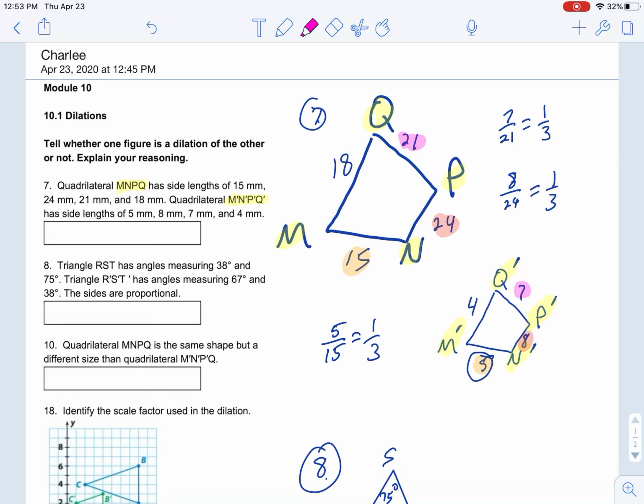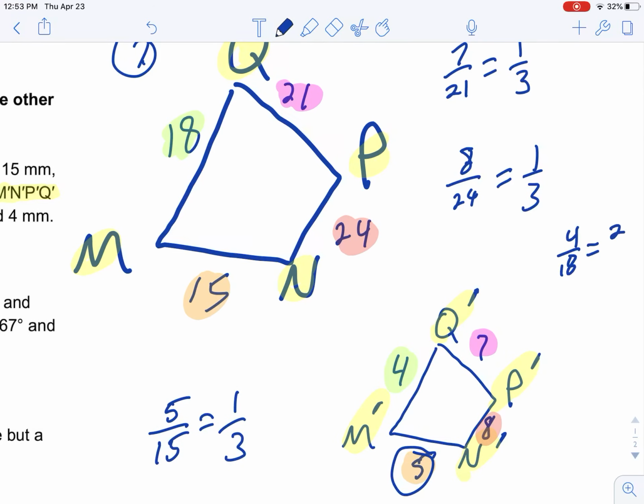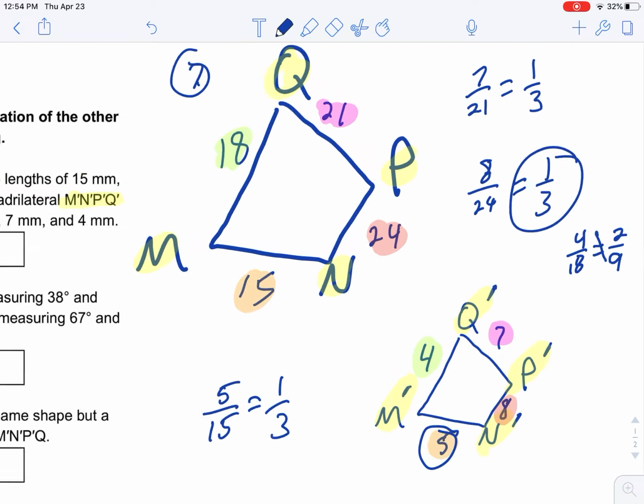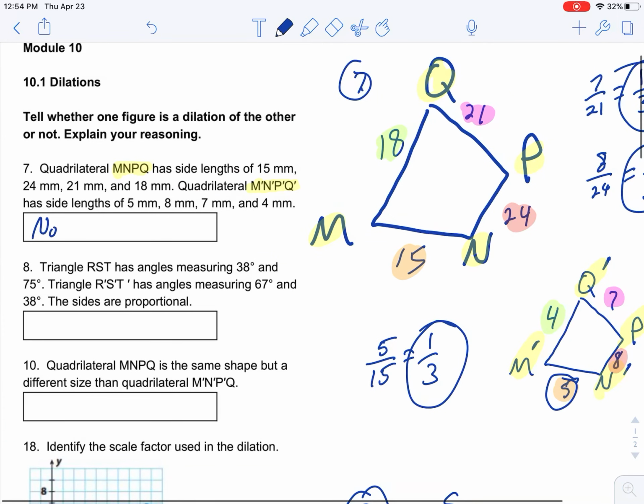So far, all these sides are proportional, but when we get to this last pair of sides, 4 over 18. Where can I write that down at? I'll write it over here. 4 over 18. When you reduce 4/18, that reduces down to 2/9, which is not a third. See, all of them would have to be the exact same fraction in order for these to be considered dilations. So, since one pair of sides is not 1/3 the size of the other, this one would be a no. So, not all sides are proportional.